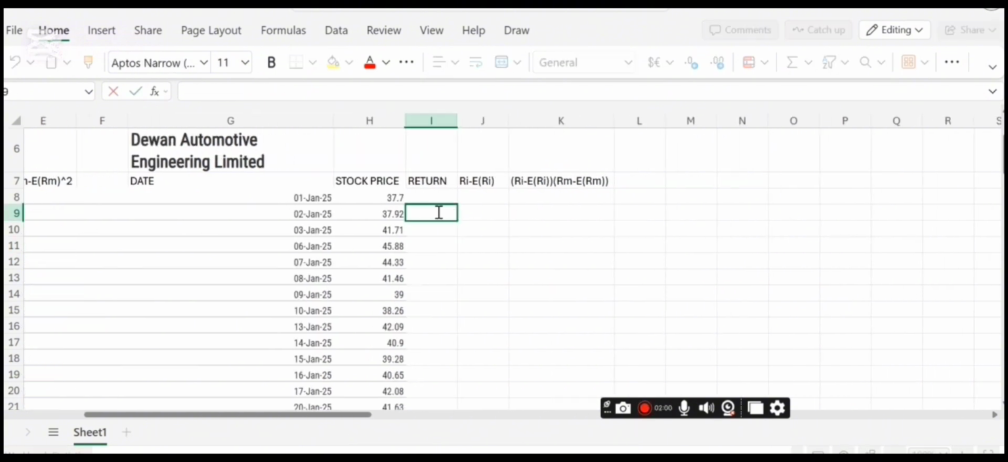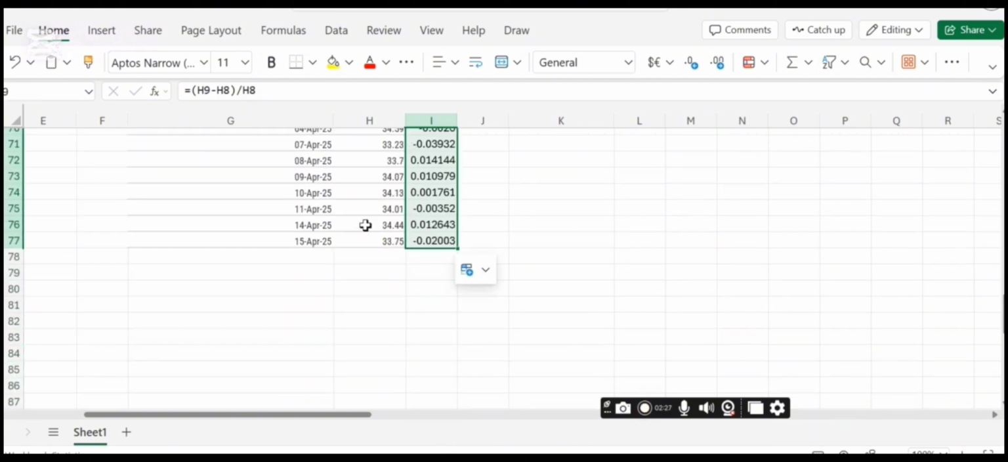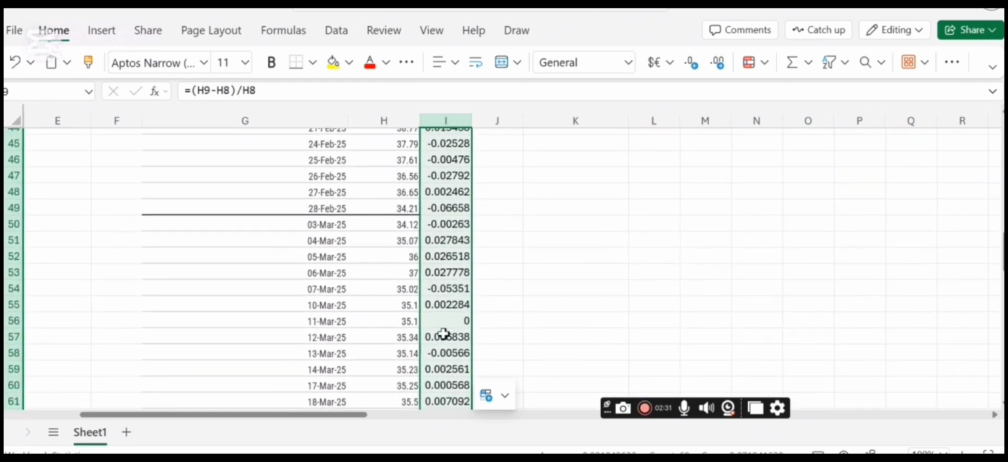Now we calculate the returns of Diwan group. The formula is the same: equal to the ending value minus beginning value divided by beginning value. And then we expand the formula in that column. So here are all the individual stock closing returns.